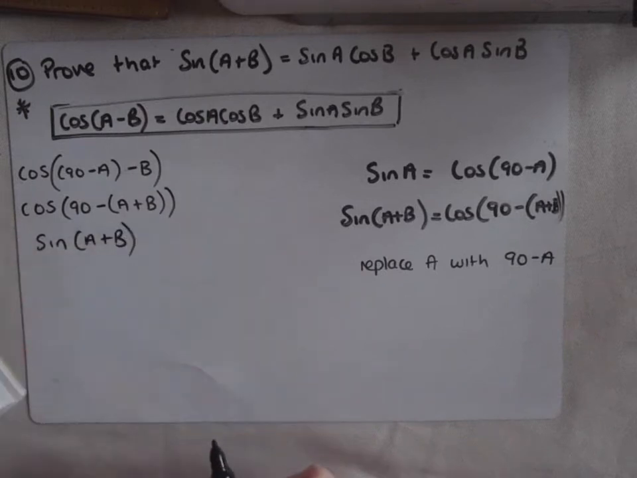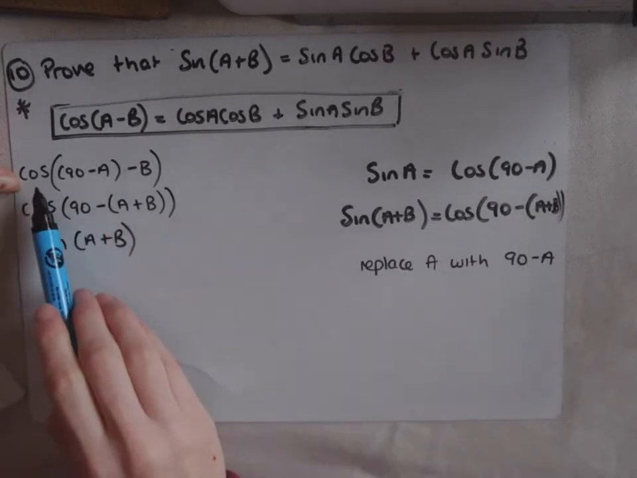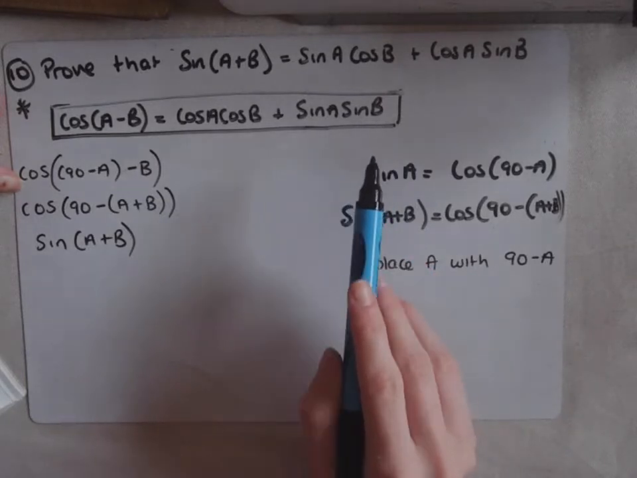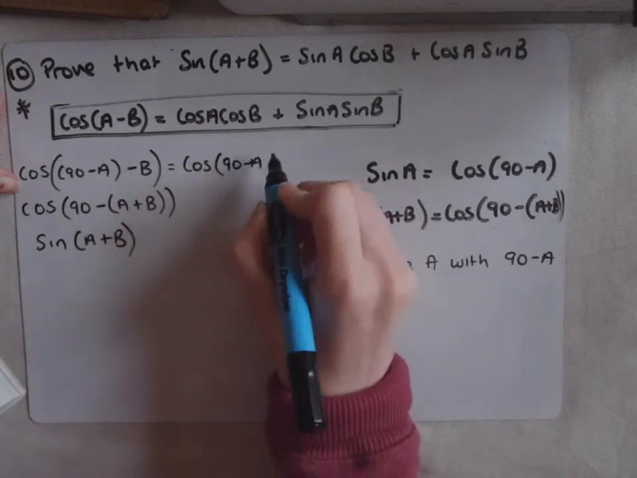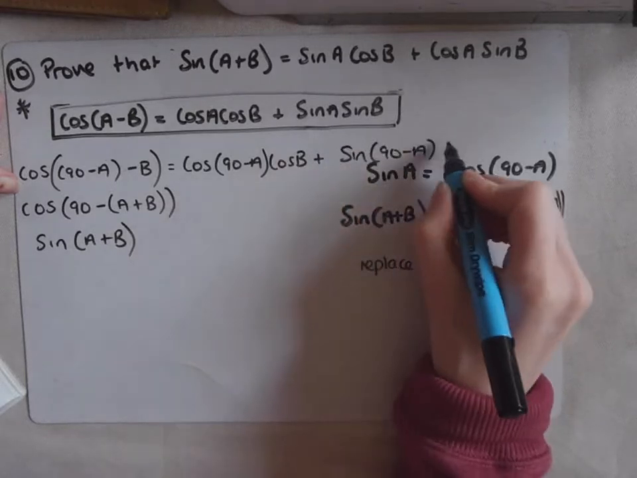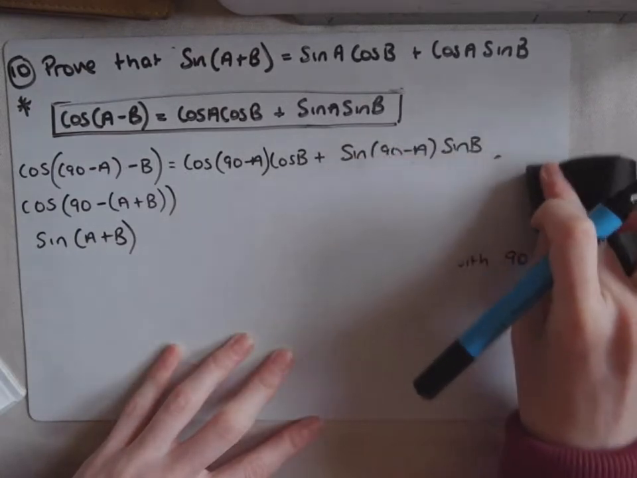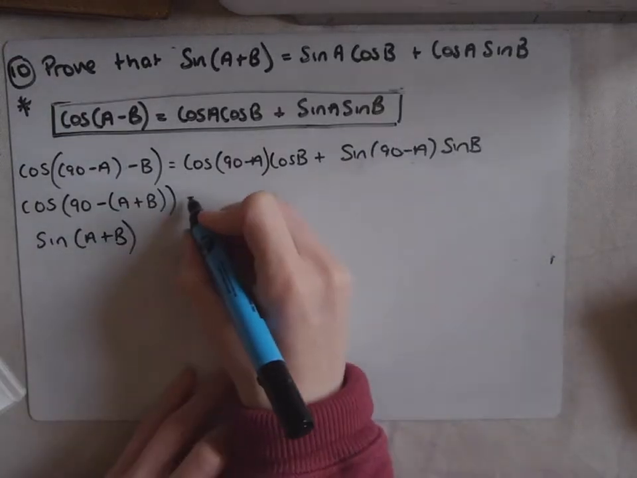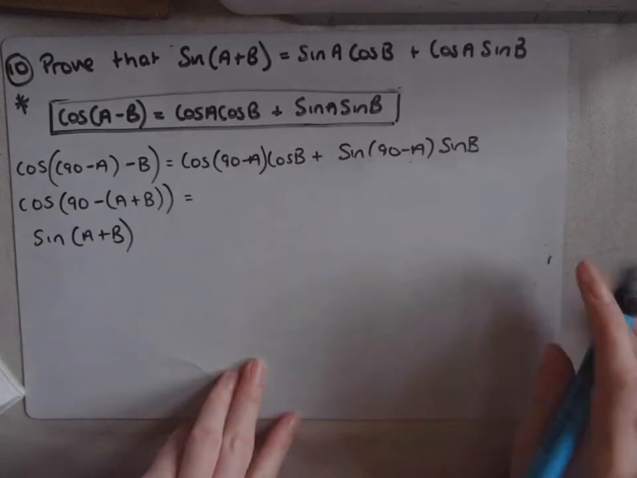Okay, now let's just fly back up here. What I've said is I'm replacing A with 90 minus A. So anywhere in this formula I have A, I'm replacing it with 90 minus A. Okay, so what we have here is cos of 90 minus A, cos B, and sine of 90 minus A, sine B. Okay, now cos of 90 minus A, I literally just rubbed it out.